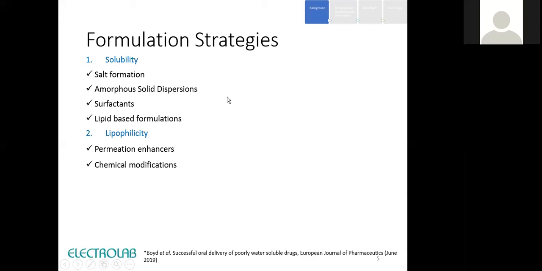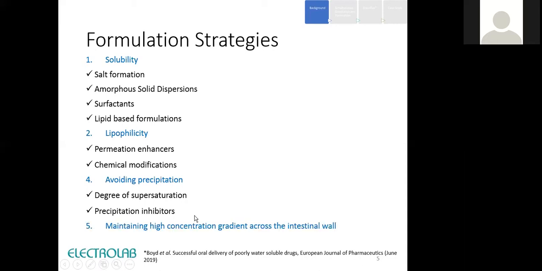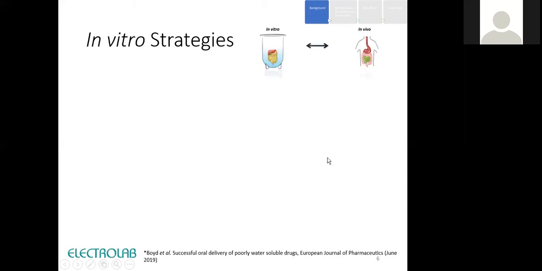The downside of increasing the API solubility is watching out for precipitation. So the degree of supersaturation which is achieved and the potential use of precipitation inhibitors has to be investigated. Lastly, it is essential to maintain a high concentration gradient across the intestinal wall to ensure drug permeation. So when these formulation strategies are employed, there are different in vitro approaches which can be followed to evaluate these formulation changes and see the differences.